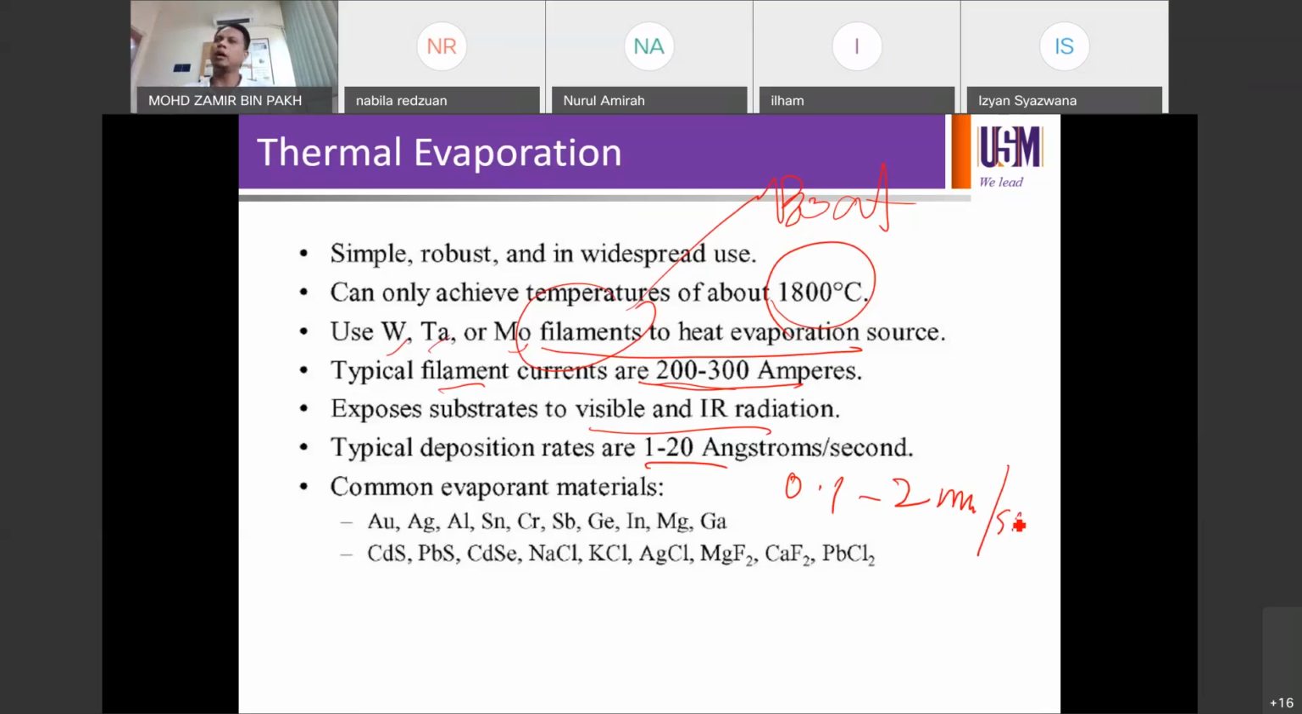But it's not always true, because the system that I used when I did my PhD was electron beam evaporation. With that system, the deposition rate can go up to 1 micron per minute. 1 micron per minute. So kalau you convert per second berapa? 1 micron per 60 second, right? 1 micron per 60 second. Saya calculate.